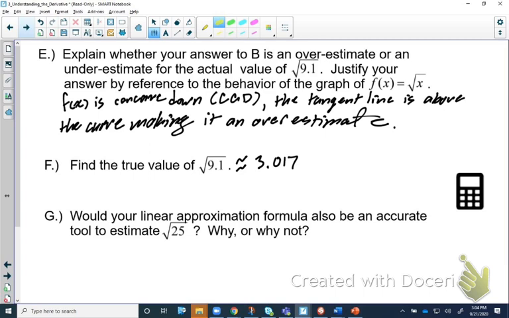So yes, we definitely have something just above 3. That's verifying that observation. So here, last part on this example, would your linear approximation formula be accurate to estimate the square root of 25? Why or why not? And in this case, absolutely not. The square root of 25, or what they would give us as our points, would be at 25 and 5, which is too far away.